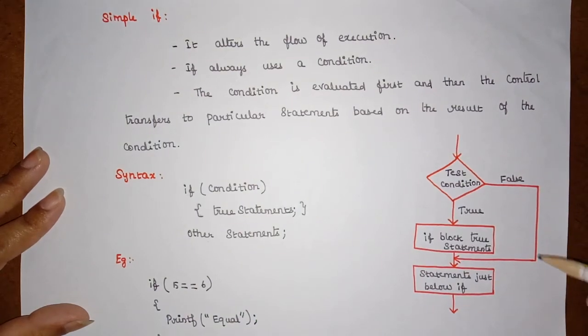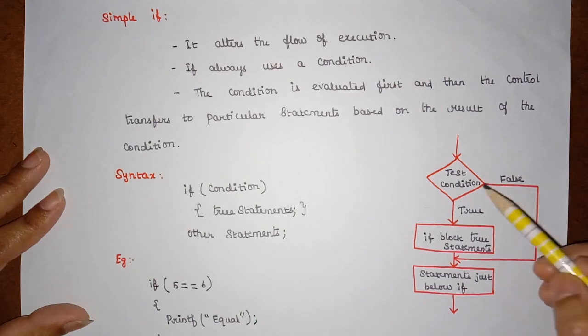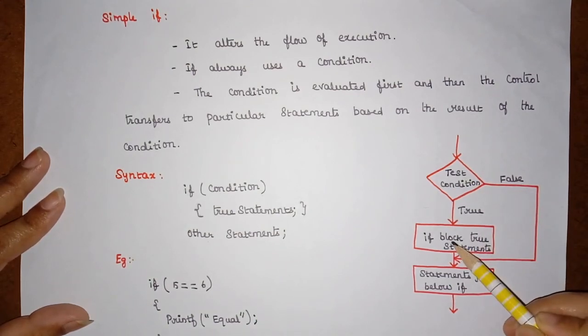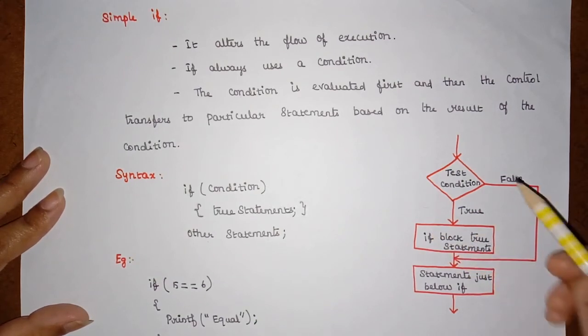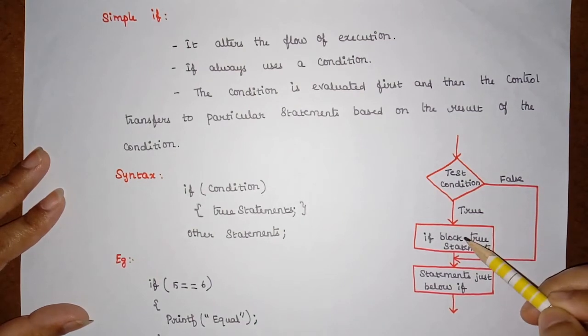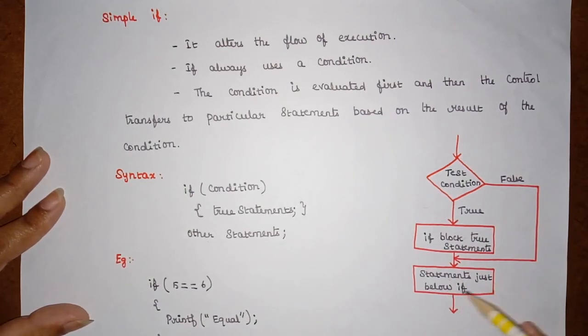And you can see the flow diagram here. Initially we are checking for the condition. If the condition becomes true, then the block of statements present inside the if will get executed. And if it is false, then this true block will not get executed. Instead, the statements just below the if, or the statements outside the if block, will get executed here. Right?